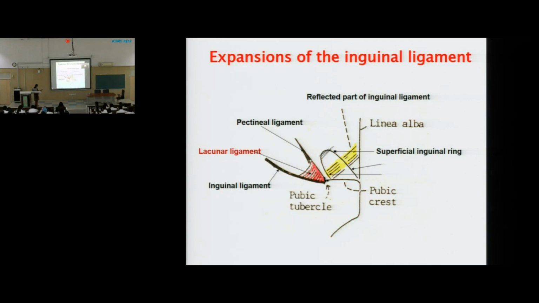There is one more ligament. That is the reflected part of the inguinal ligament. This is the reflected part of the inguinal ligament, again from the inguinal ligament. Some fibers get extended from this pubic tubercle and get inserted onto the linea alba in the midline. So this is the reflected part of the inguinal ligament.